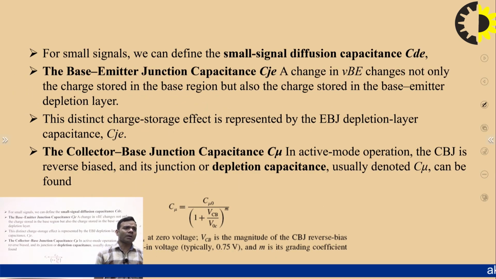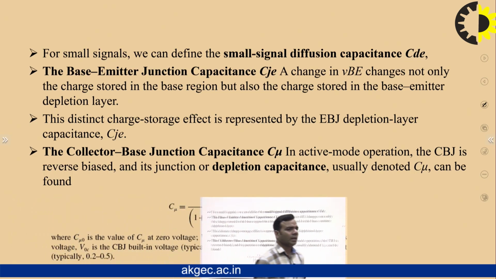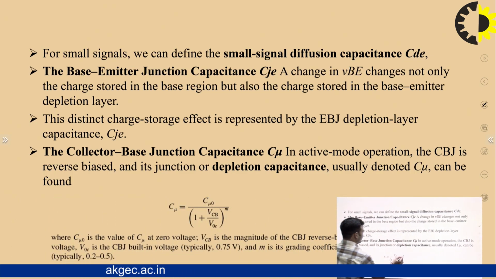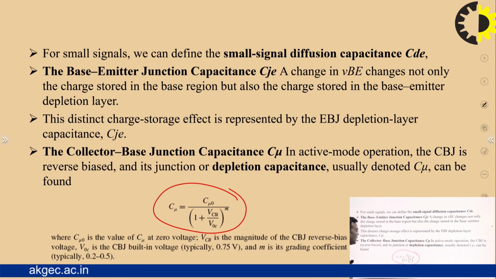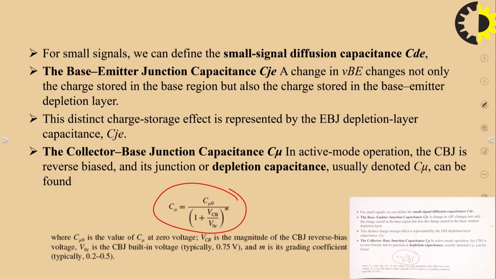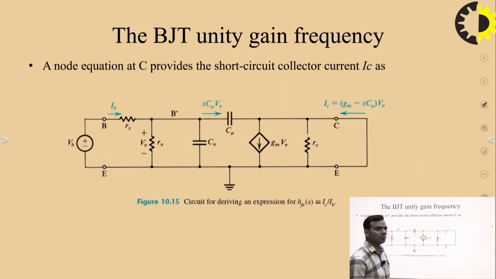If you talk about these capacitances, then the small signal diffusion capacitance is CDE, and the base emitter junction capacitance is CJE. The collector base junction capacitance can be easily found with the help of C mu equals C mu naught upon 1 plus VCB upon VOC to the power M, where C mu naught is the value of C mu at 0 voltage, VCB is the magnitude of the collector base junction reverse bias voltage, and VOC is the collector base junction built-in voltage, which is around 0.7 volt, and M is its grading coefficient, which is typically from 0.2 to 0.5.